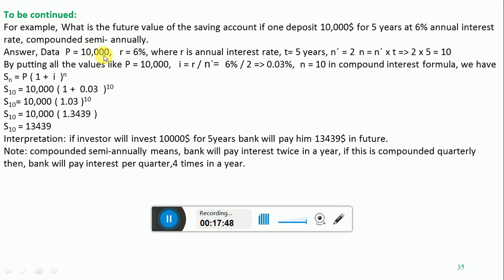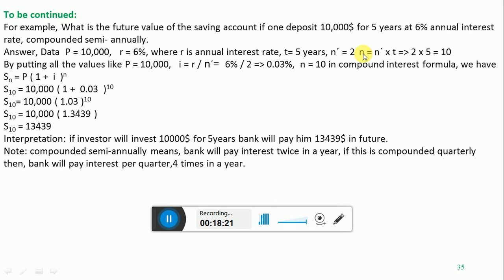P, initial investment, $10,000. R, the annual interest rate, 6%. This is not the interest per compounding period; this is the annual interest rate. T, number of years, 5 years time period. N prime is equal to 2, meaning compounded semi-annually. This means the bank will pay interest twice in a year, and we are using the symbol N prime for that. N represents the total number of compounding periods.